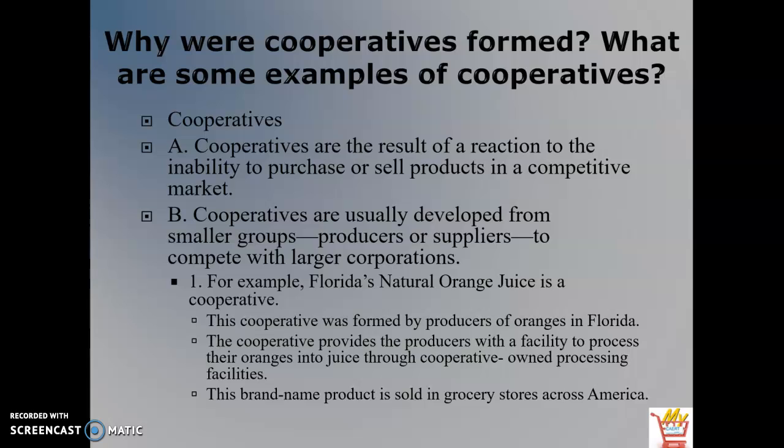Florida Natural Orange Juice is an example. Basically, some of the orange growers in Florida felt that they weren't receiving a fair price for their oranges, and so as a result, they formed their own cooperative to compete with other larger companies like Tropicana, for example. So Florida Natural Orange Juice is a cooperative, which is owned by the farmers. And that cooperative owns its own facility to process those oranges, package that orange juice, and then market Florida Natural Orange Juice across America. So if you ever want to support farmers directly, there's a way to do it. Florida Natural Orange Juice.